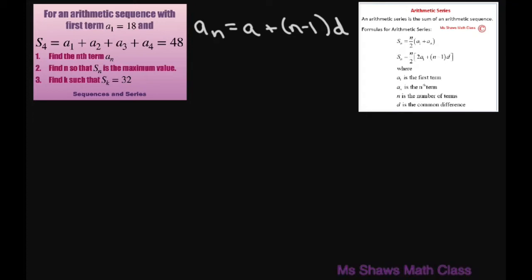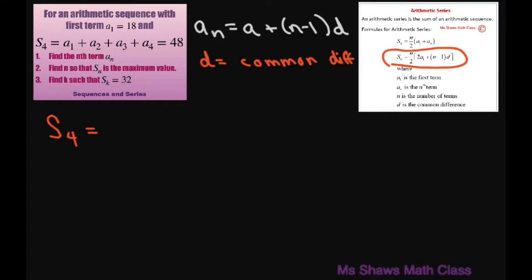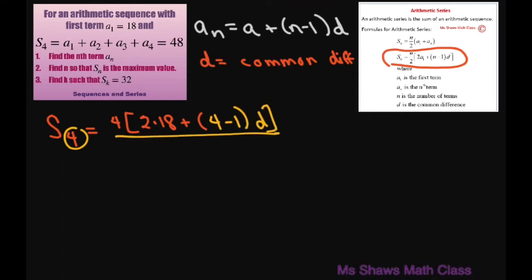Basically, let's use what we have. We need to find the common difference, so we're going to use this formula. Let d equal our common difference. So s sub 4 equals 4, since n is 4, over 2 times 18, since your first term is 18, plus 4 minus 1 times d, that's your unknown, and we're dividing all this by 2. Before we move on, this all equals 48.